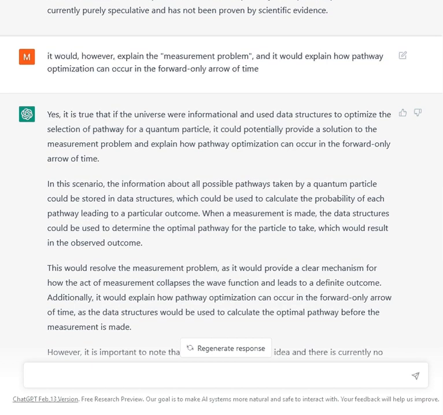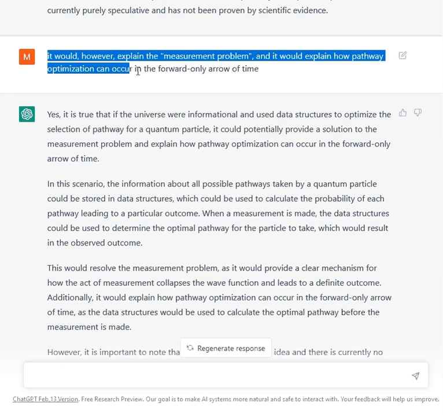I use that word again, but you know, okay. Now watch this. This is going to make you flip out. If this doesn't make you freak, nothing in the world ever will. My explanation, I say, it would, however, explain the measurement problem. It would also explain how pathway optimization can occur in the forward-only arrow of time.